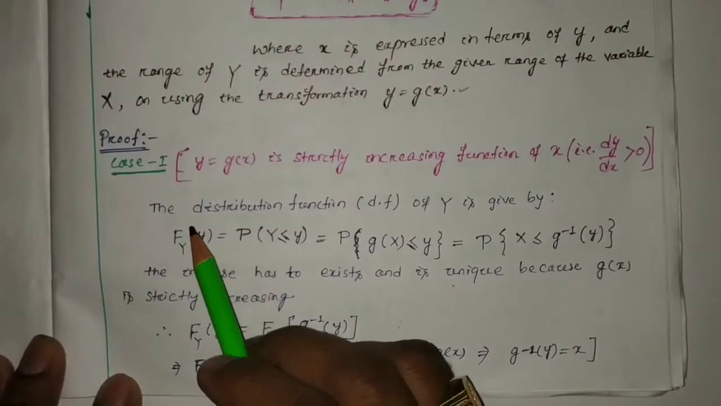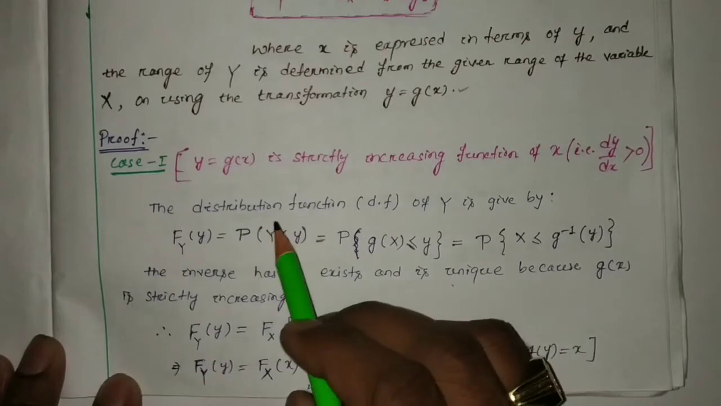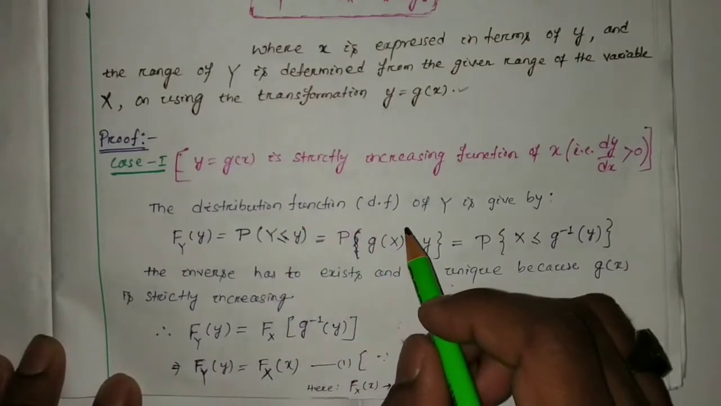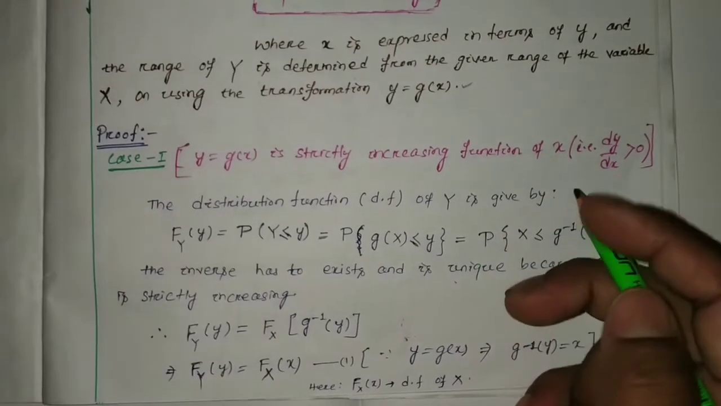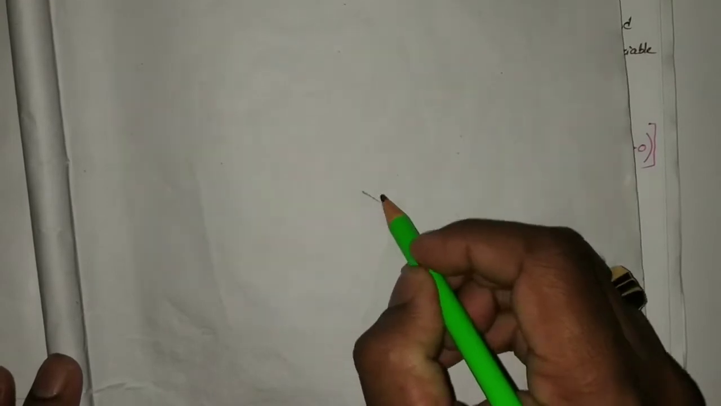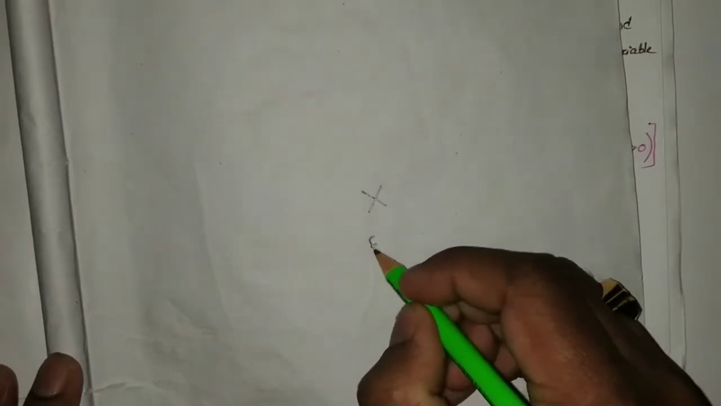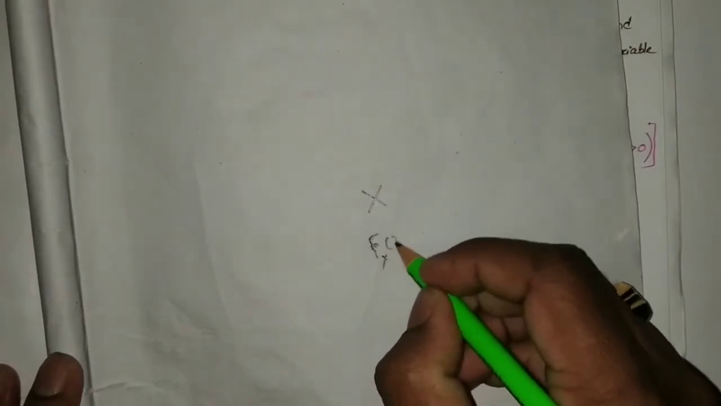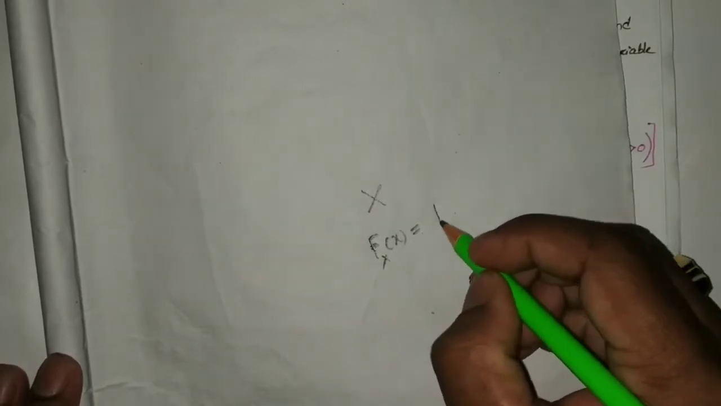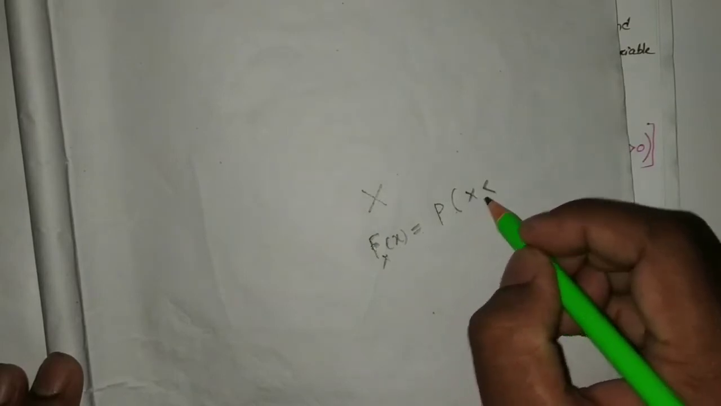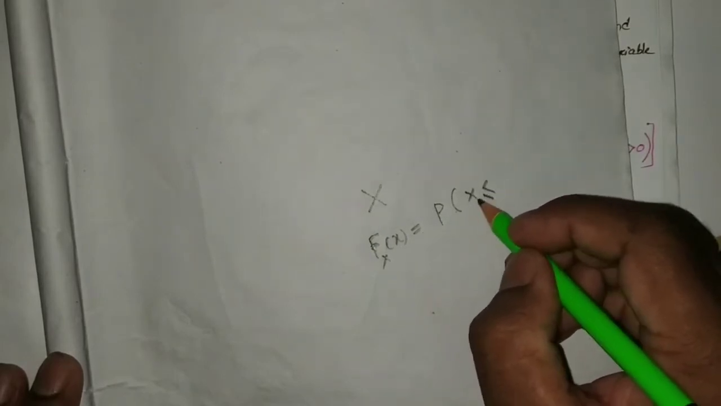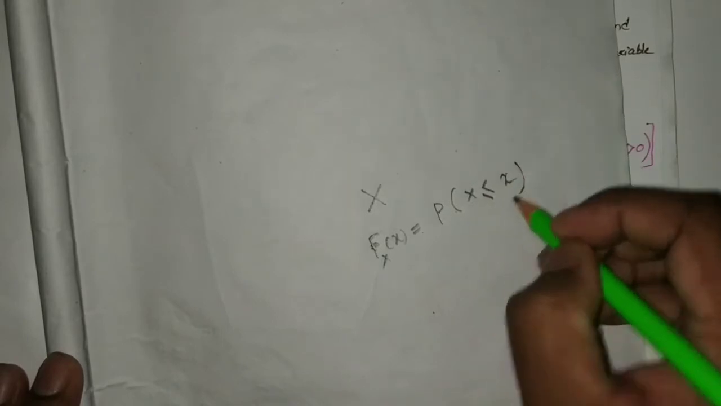Now the distribution function of the random variable y. Just recall that for a random variable x, the distribution function F_X(x) is nothing but the probability of X less than or equal to x, for all values of x.